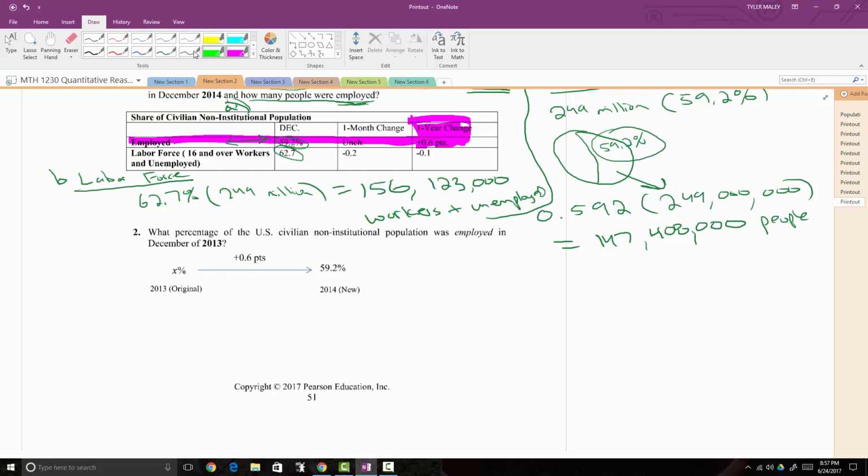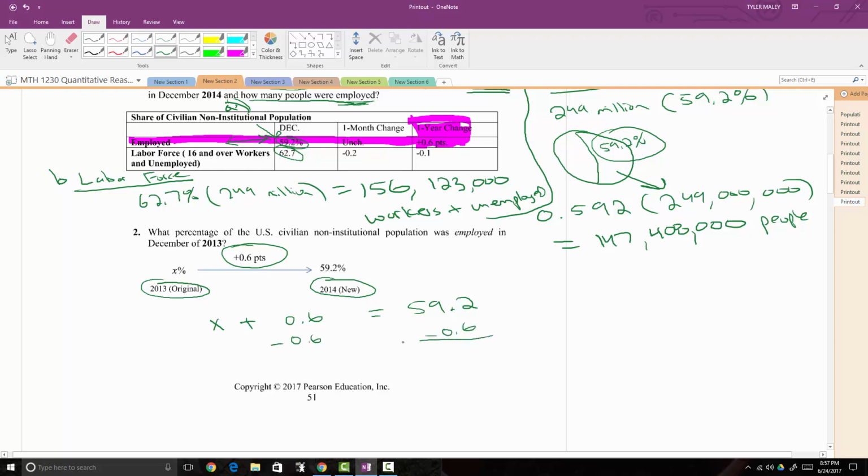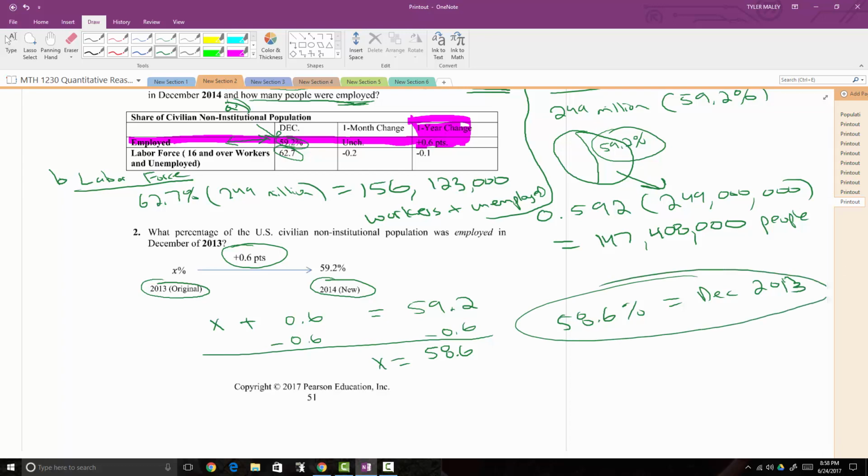So you can see this diagram is here to prompt us to think in this fashion. So we had some percentage in 2013, that's my original amount, and then I got to 2014, which is my new amount, which is provided in this table. And the 1 year change is we added 0.6 points. This isn't percent, this is percentage points. So in other words, x plus 0.6 equals 59.2. So we're just thinking about them as percentage points. So if I subtract 0.6 from both sides, we'll get x equals 58.6. So 58.6 was the percentage employed in December 2013. So we're able to find that from the chart.